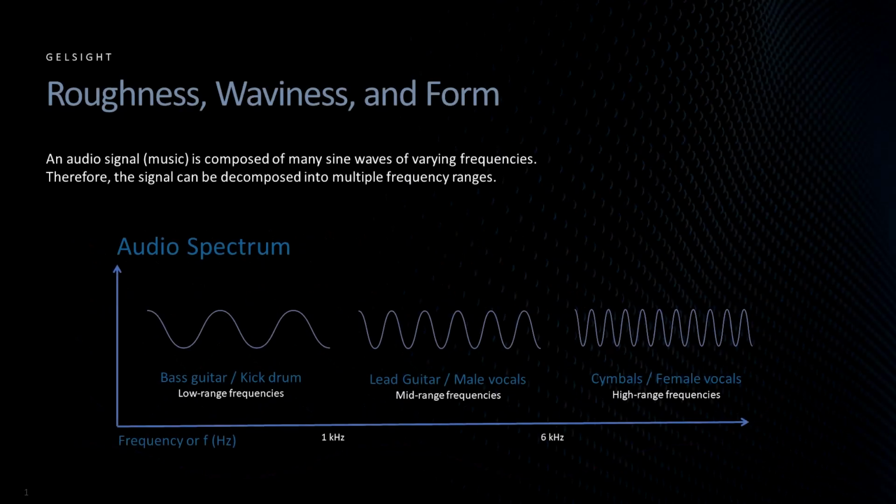In music, the kick drum and the bass guitar, my personal favorite, make up much of the low frequency content, while the lead guitar and the snare drum make up much of the mid-range frequencies. And the cymbals and the high notes on a piano might make up much of the high range frequencies.